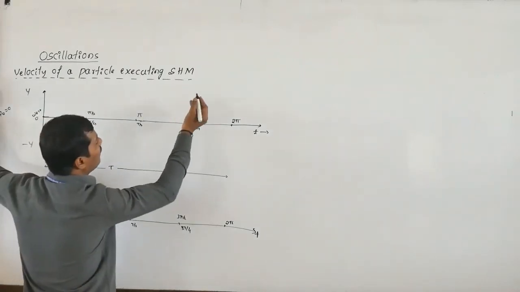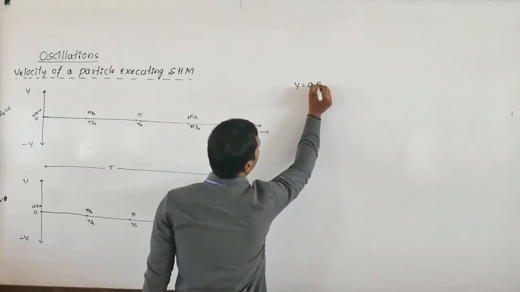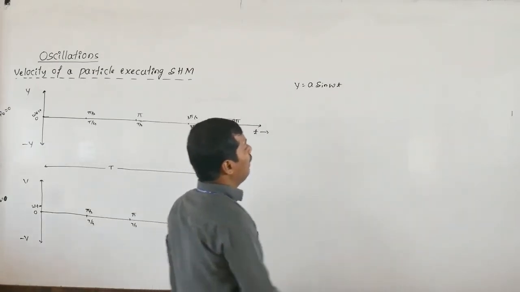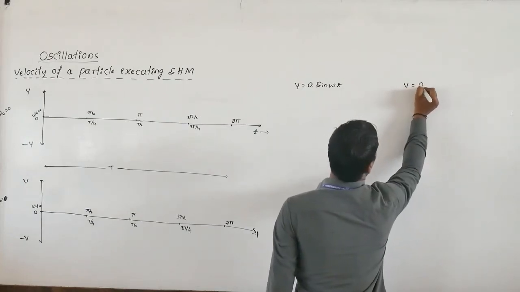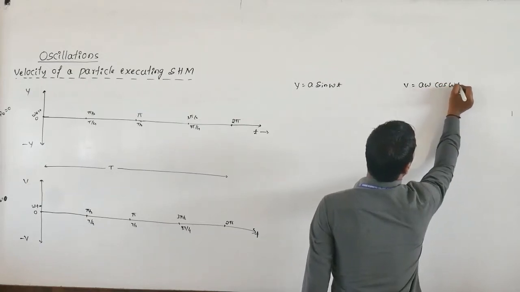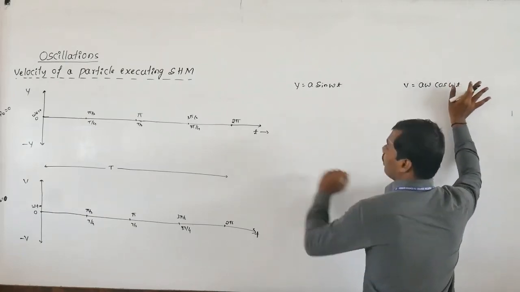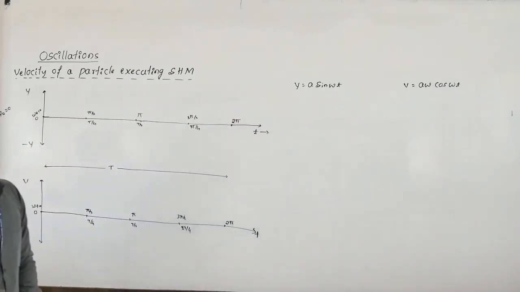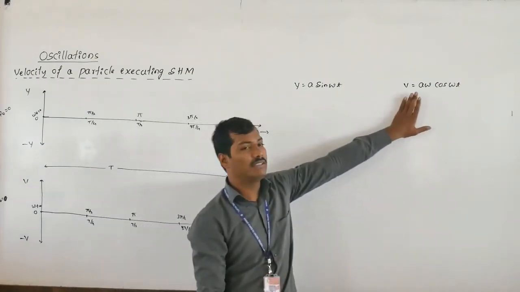The displacement equation is y is equal to A into sine of omega into t. And the velocity is equal to A into omega into cos of omega t. Omega t is only there because phi naught is 0, na? We have to check where the displacement is maximum and when the velocity is maximum.